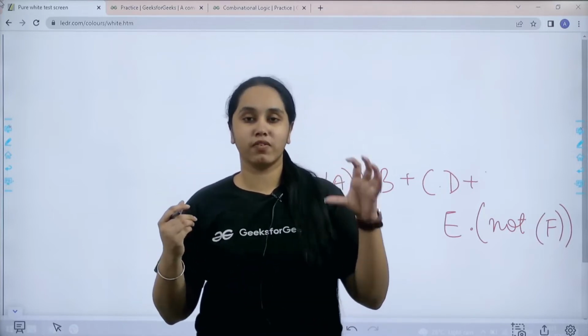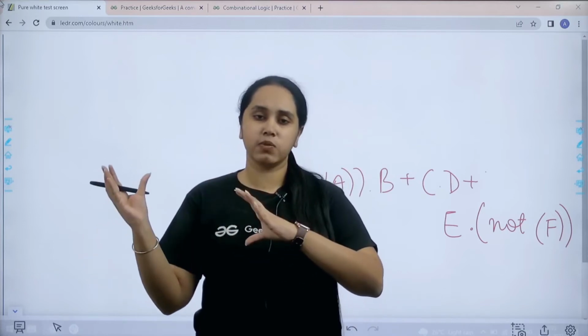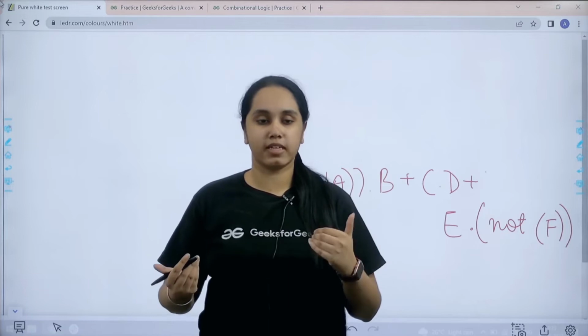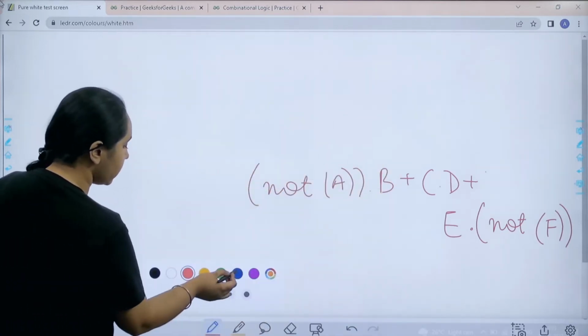So basically, we are given a combination of logic gates over here and we just need to write this properly in the code and we need to get the output for it. Okay, so first let us understand the combination that is given to us.